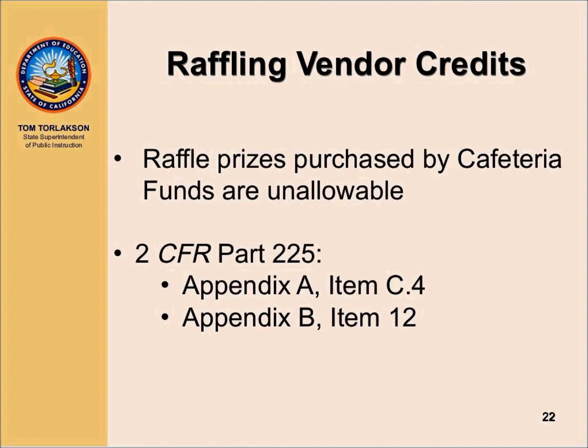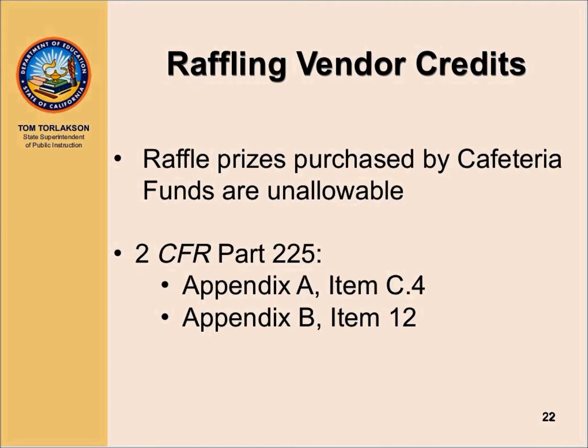To the extent that such credits accruing to or received by the governmental unit relate to allocable costs, they shall be credited to the federal award either as a cost reduction or cash refund as appropriate. Since vendor credits accrue due to purchases made with federal money, they are considered to be part of the cafeteria fund. Therefore, giving items purchased with credits away is similar to donating federal money.